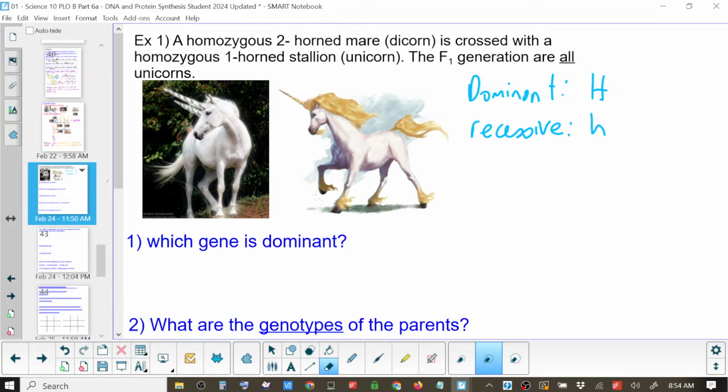Which one is masking the other trait? So what are the children?